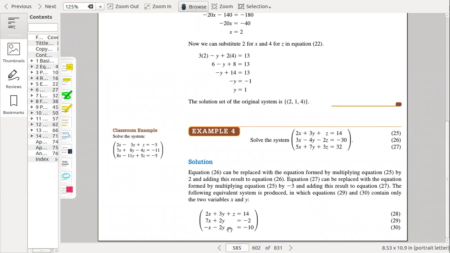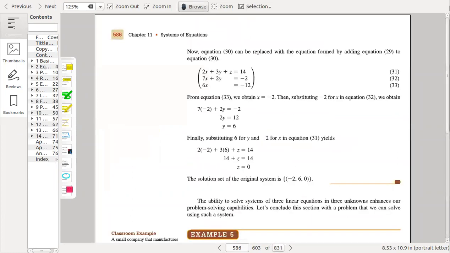So you will have the equation minus x minus 2y. And after this, you don't need to multiply even. So add these two, you will eliminate y. So this is again easy to do. You see it has the same suggestion that equation 30 can be replaced with the equation formed by adding equation 29 to equation 30, and here y is eliminated.